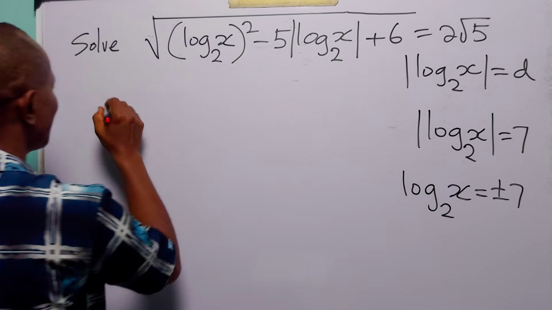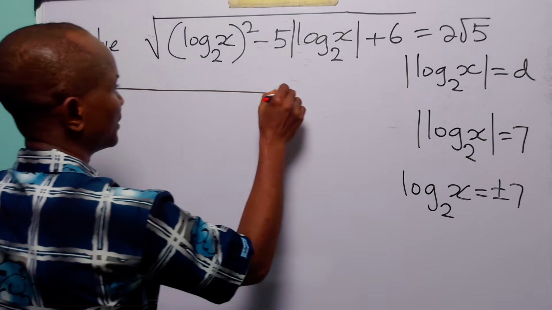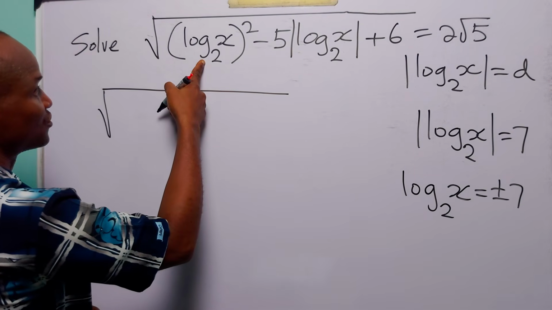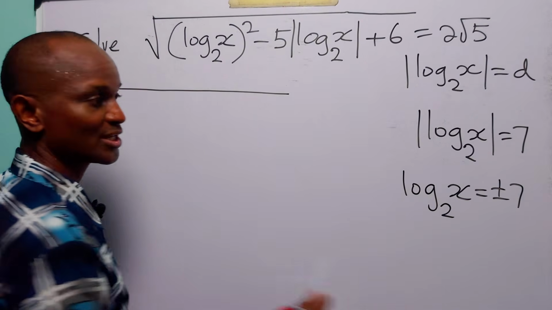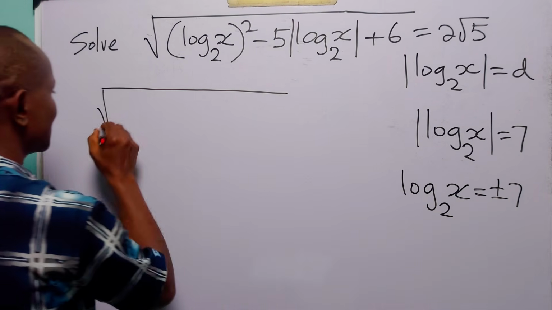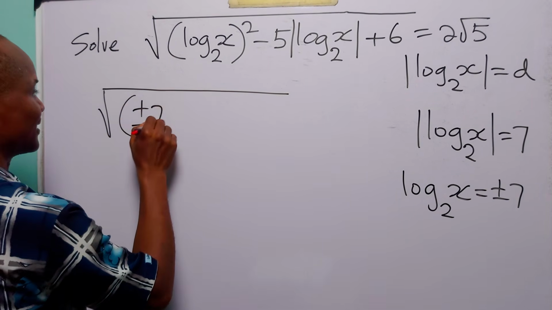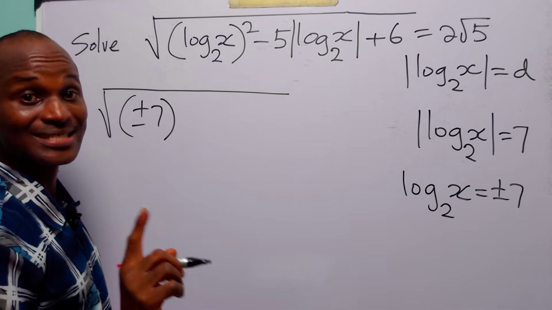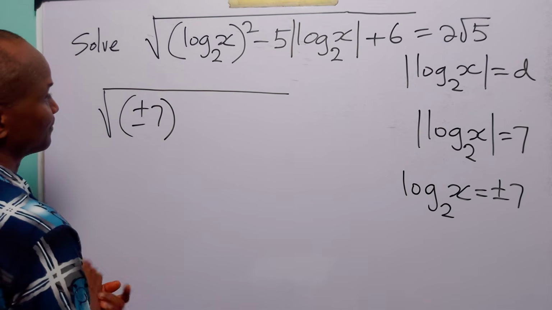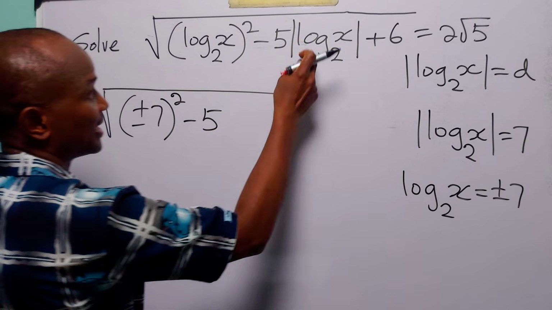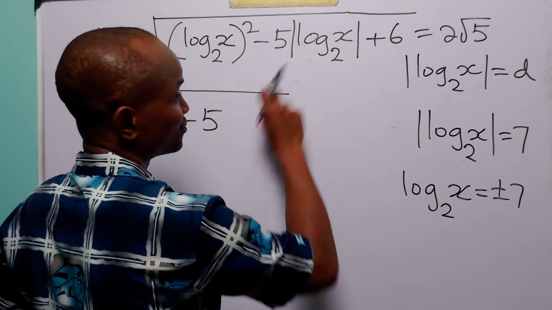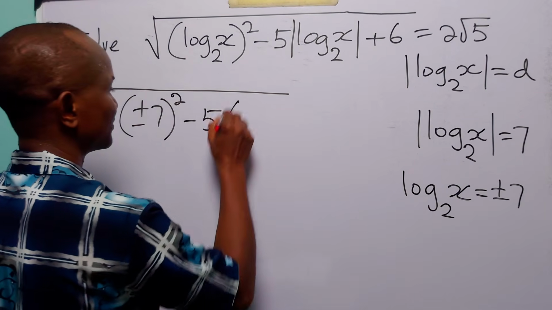Now, to check our answer, let us substitute these values into the left-hand side of the original equation. We have the square root of (log to base 2 of x) squared. Now, log to base 2 of x has two values, plus or minus 7. So this is plus or minus 7. We are testing both values at the same time. Of course, this is squared. Minus 5 times the absolute value of log to base 2 of x, which is 7.